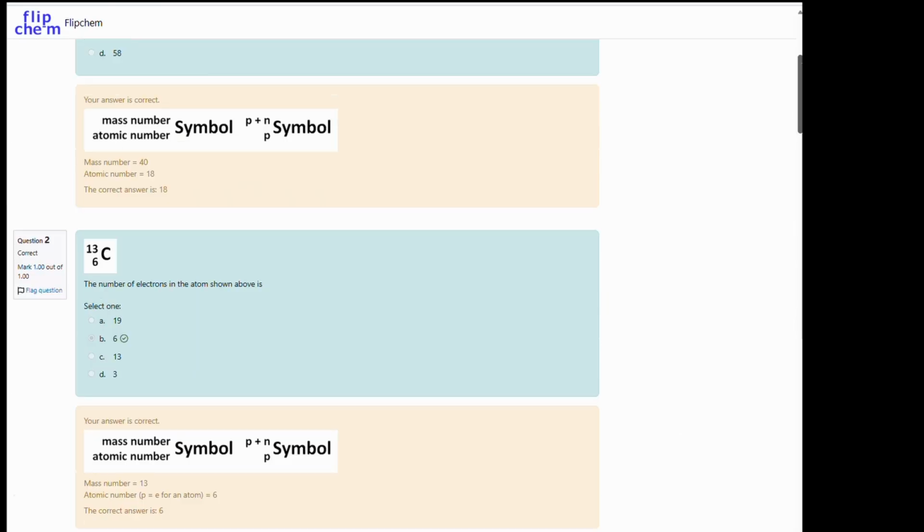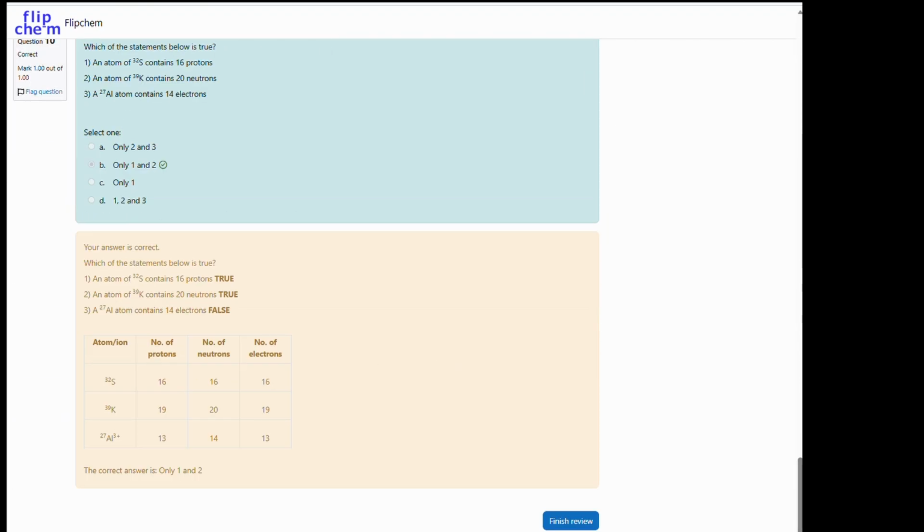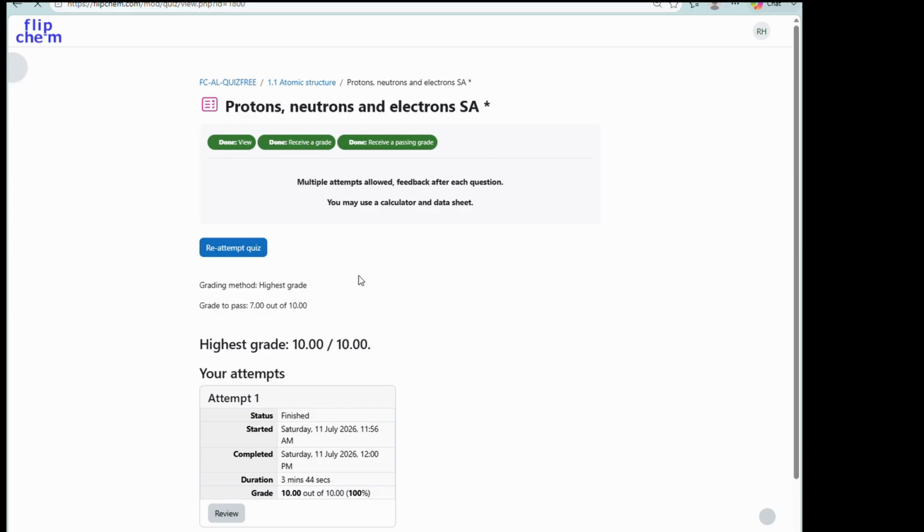That brings us to the end of the quiz. We can scroll up to look at the navigation bar and see that we got all of those questions correct. Next, click on Finish Review. You will see the score for this quiz, the date attempted and the time taken. If you attempt the quiz more than once, you will see details for the other attempts too.